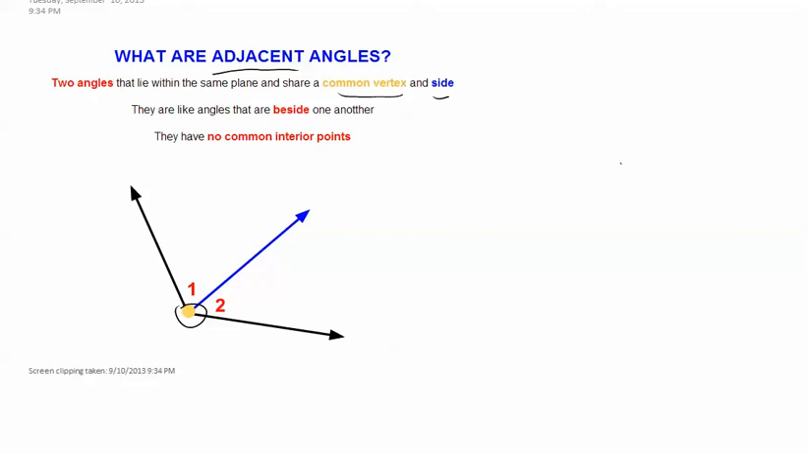Just be careful of this one. If I had a couple of angles here, let's say this is angle 1, 2, and 3. Okay, 2 and 3 are adjacent, but 1 and 3 are not because they're not directly beside each other. Whereas 3 and 4 would also be adjacent. So just a little note there about adjacent angles.